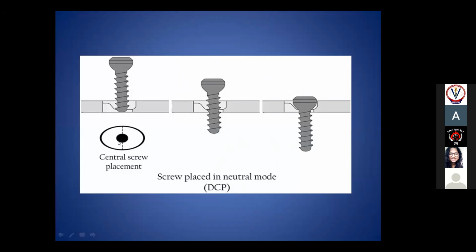The hole in the center will be drilled exactly in the center. When you apply a screw, nothing will happen. The screw will be fixed along with the plate to the bone. This is in a neutral mode.